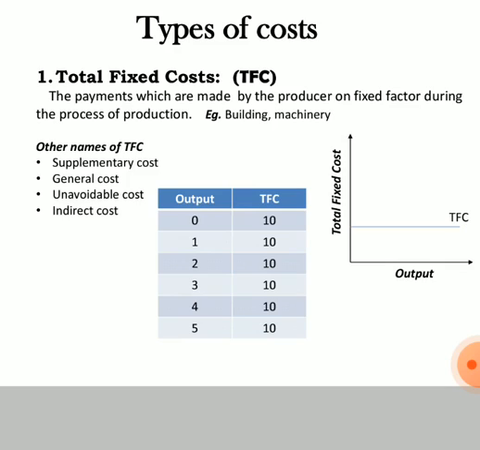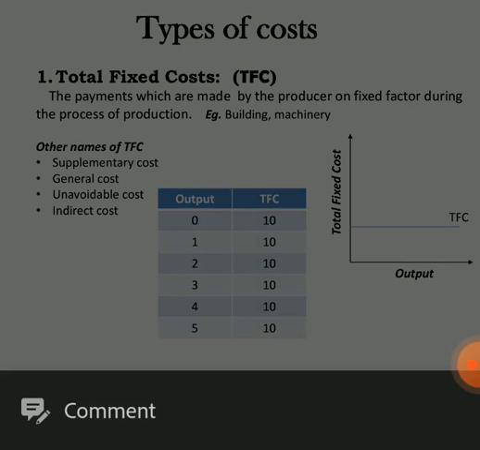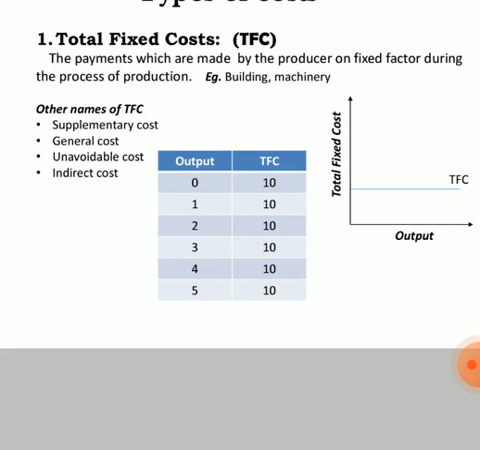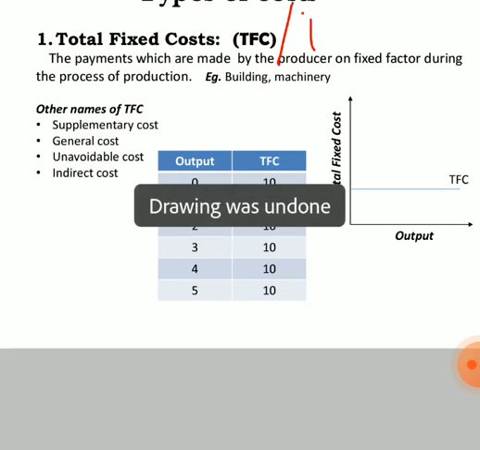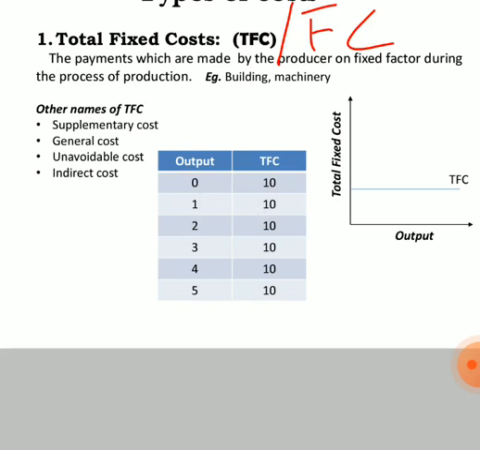So first is total fixed cost, or it is also called fixed cost. So in the exam, don't get confused. It is called total fixed cost and fixed cost. These are the same thing, okay. It can be written fixed cost also, it can be written total fixed cost.